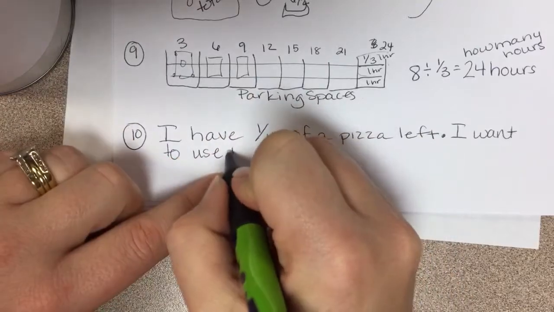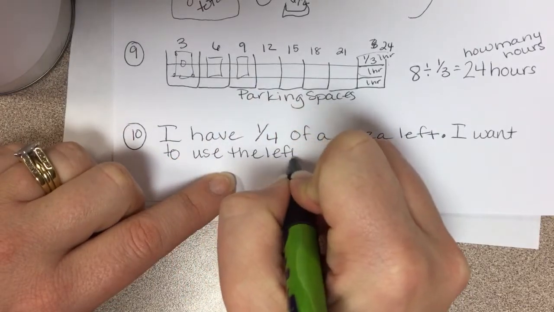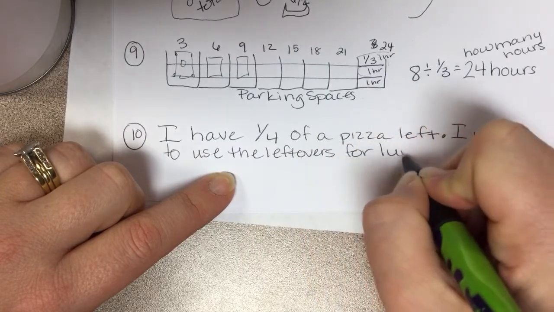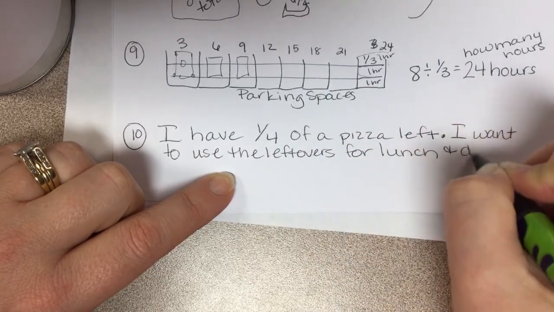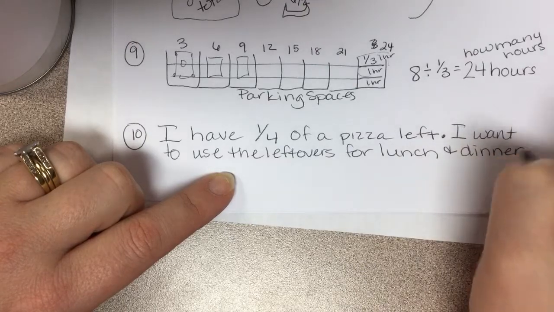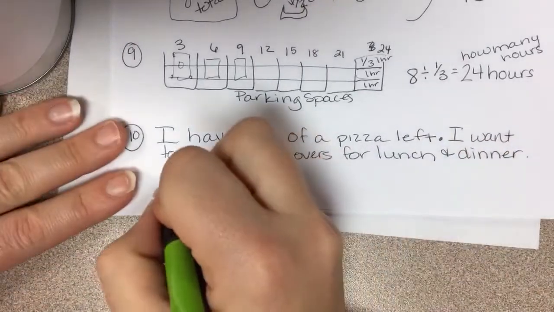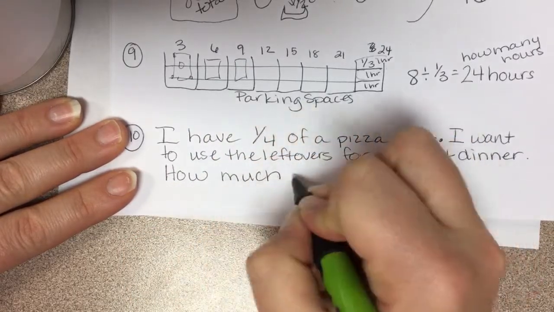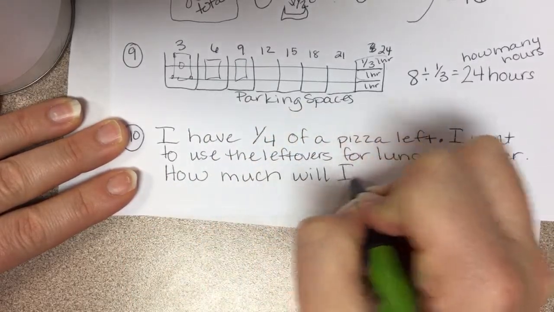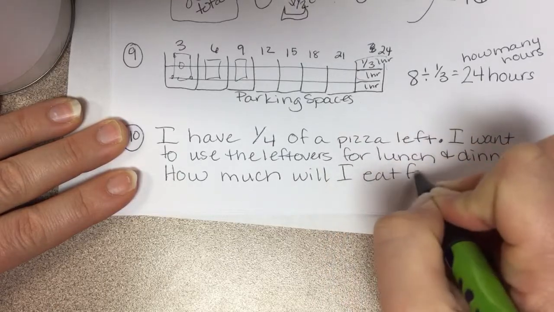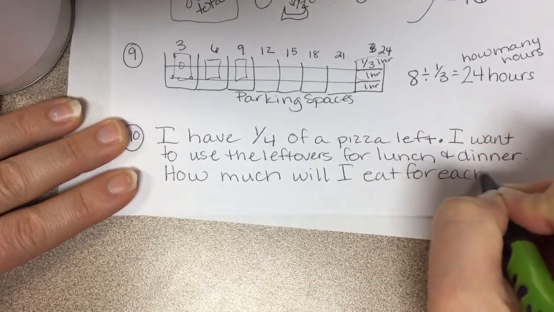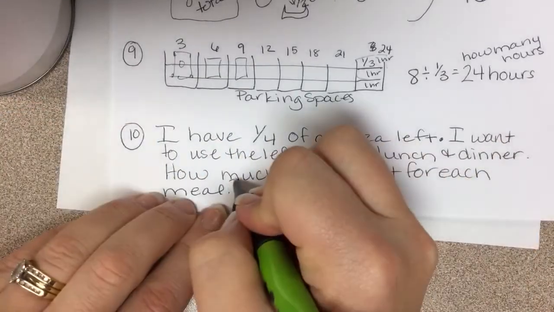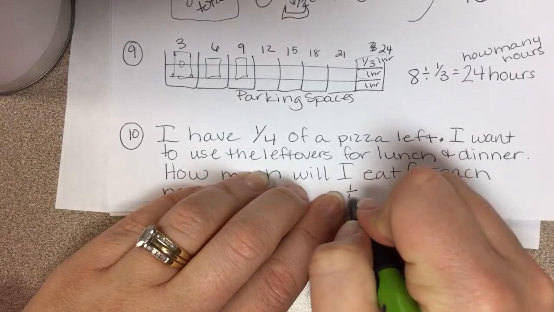You get to use the leftovers for lunch and dinner. There's my 2, lunch and dinner. How much will I eat at each meal? You can take 1/4 of anything and share it with 2 people. Okay, so I have 1/4 divided by 2.